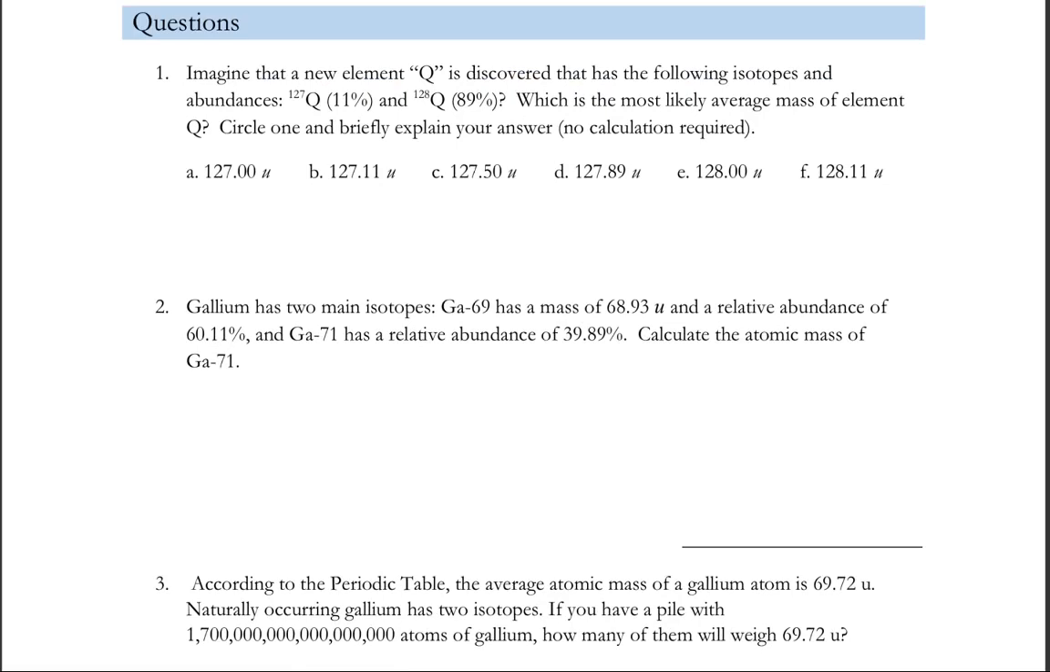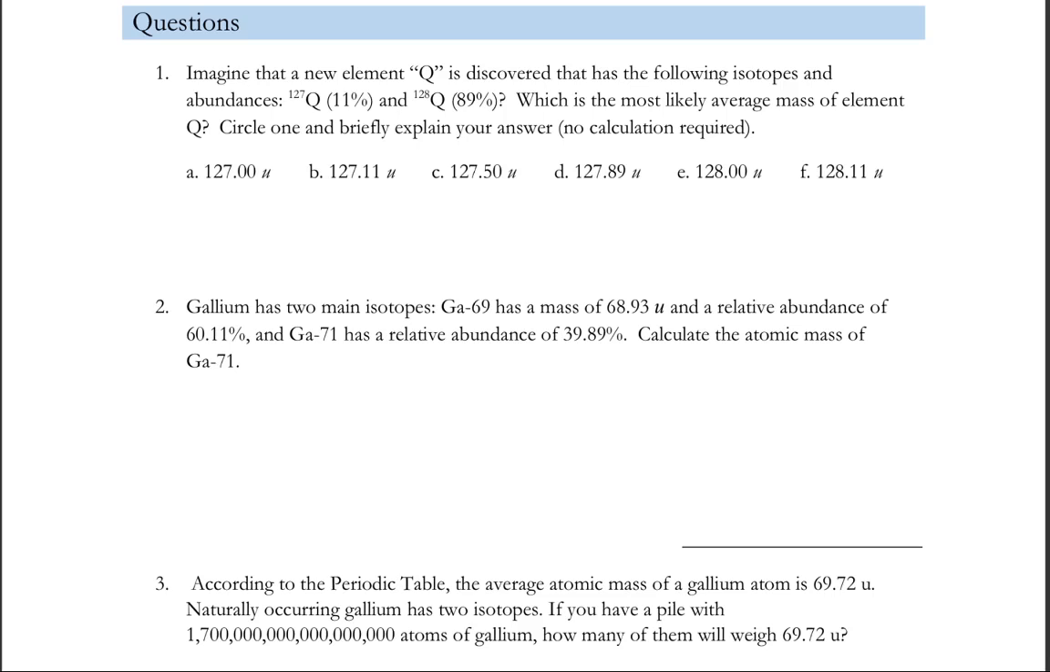Questions? Okay, so the first one has us work with an imaginary element Q, which comes as 2 isotopes, 127, abundance 11%, and 128, abundance 89%. So it's mostly the isotope Q128. So think about what the mass of that would be, the weighted average mass, you could call it the atomic mass, the molar mass. Think about what that would be given those 2 masses, 127 and 128, and those 2 abundances, 11 versus 89%. And that should allow you to answer question 1.